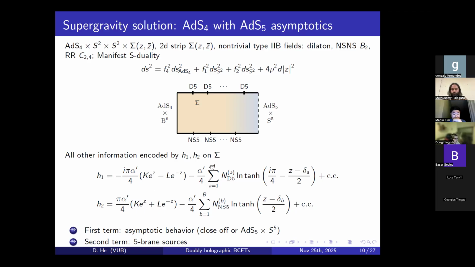And what I said about S-duality is that one can trade the upper and the lower boundary and trade the h1, h2 at the same time, and the solution will remain unchanged. So this is a way, in S-duality, to swap D5 and NS5 branes.